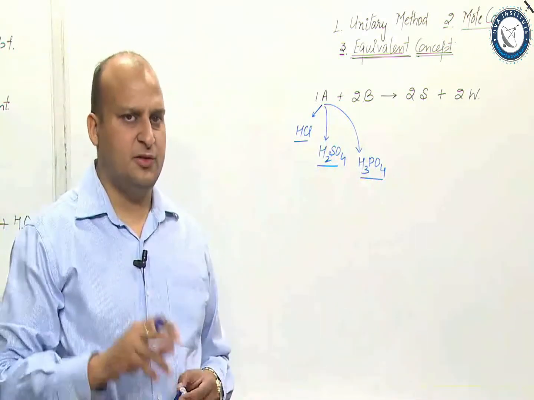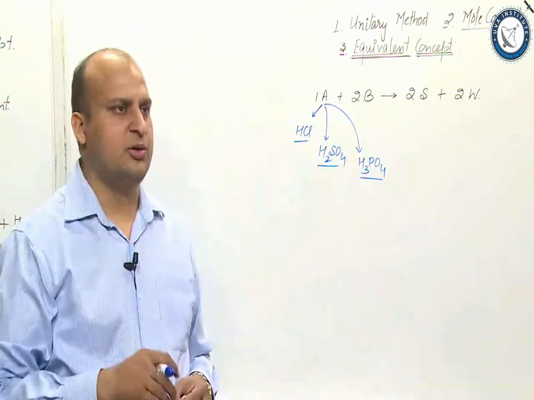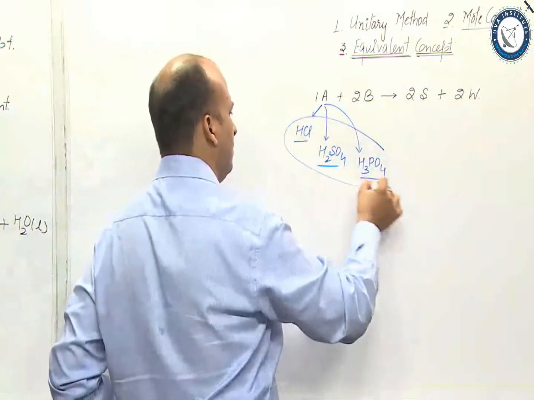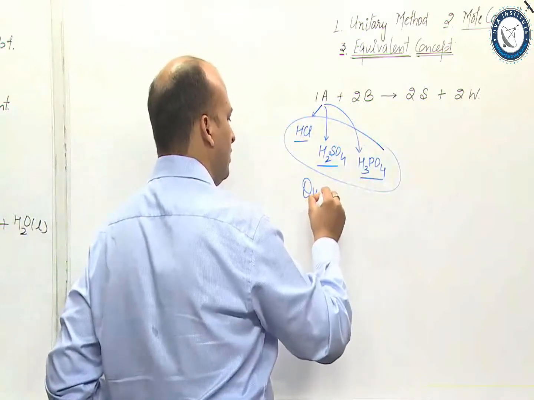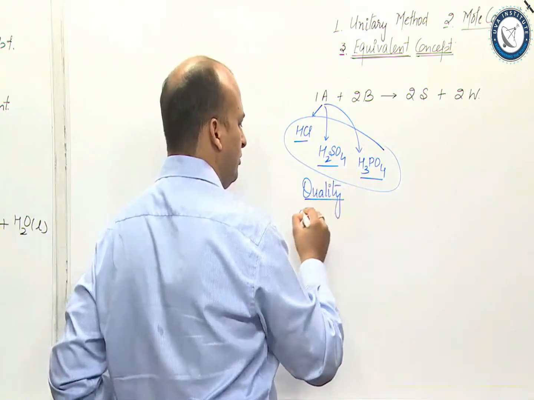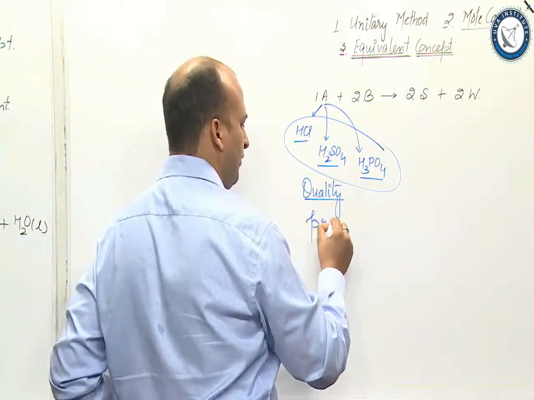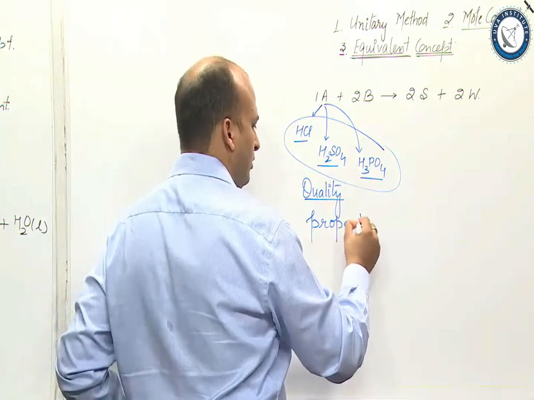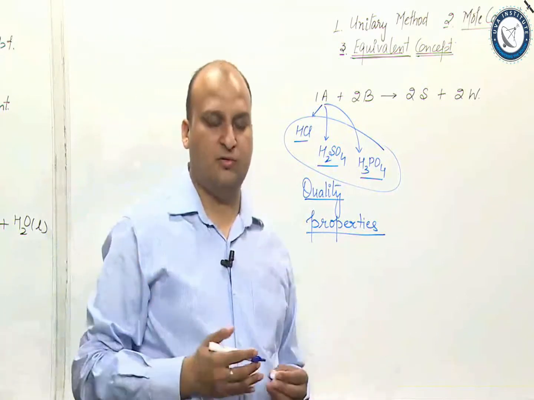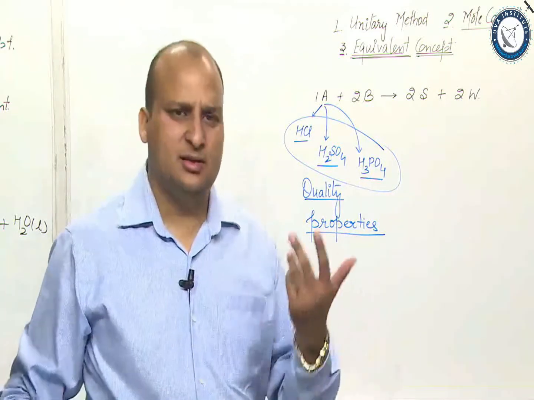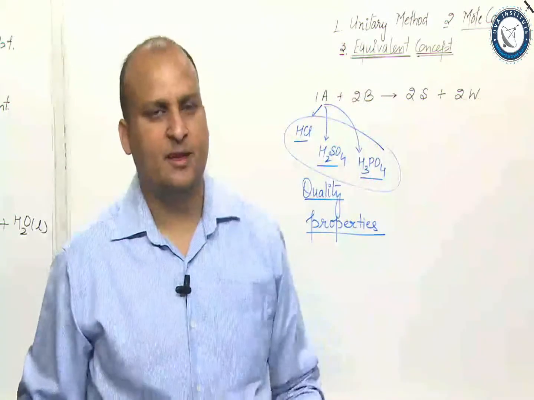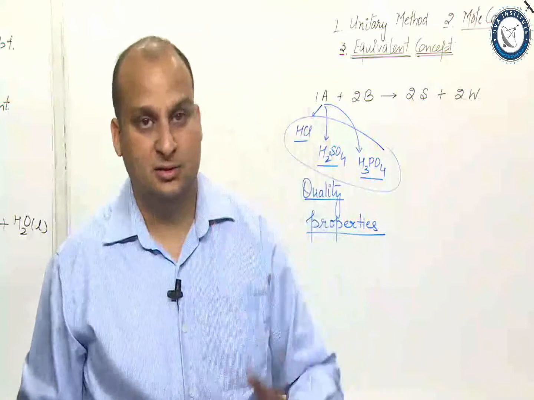which basically means when you use the mole concept or the unitary method, you are not worried about the quality of the compound or the properties of the compound. You don't have any relation to that. You don't even want to know what it is. Sir, there is 1 mole of acid combining with 2 moles of base. Why do we worry? React it. As simple as that. Hardly matters.